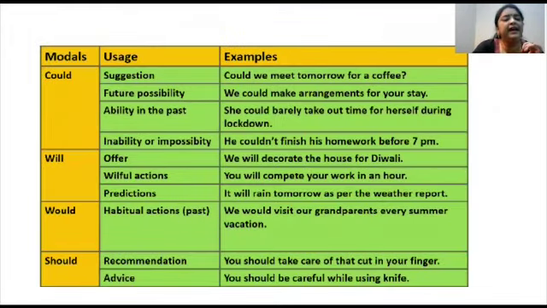In the same way, the modal could is used in 4 types of sentences here. These sentences are expressing suggestion, future possibility, ability in the past, inability or impossibility. We could make arrangements for your stay. Could is used in this sentence to express future possibility.